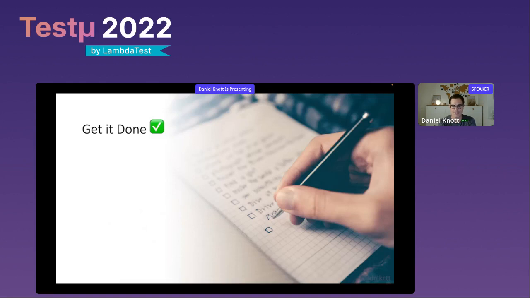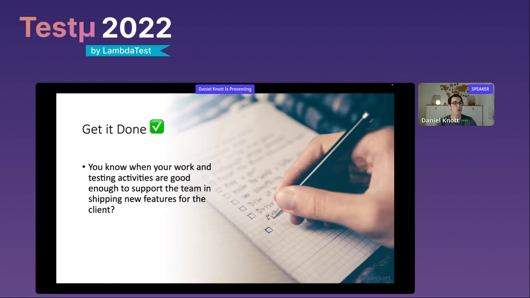Let's jump to the get it done section in the wheel. What is this all about? It's when your work and testing activities are good enough to support a team in shipping new features for the client. We all know that testing is never done. We can always do more testing. We can do more non-functional testing, accessibility, usability, security, load and performance, and these kinds of things. But people should be aware of the moment when it's good enough. When we should say, okay, now we have a really good point of the application, of the product, and we are ready to ship. And this is a skill that people need to learn.